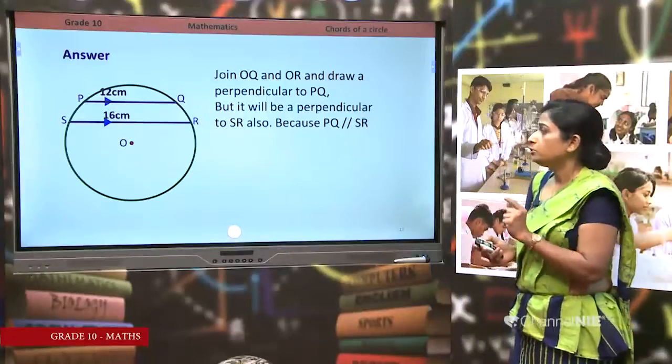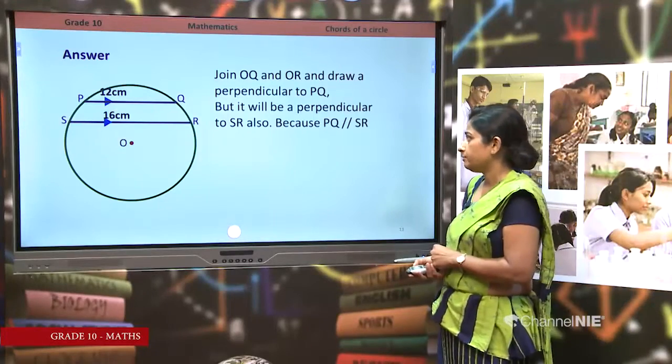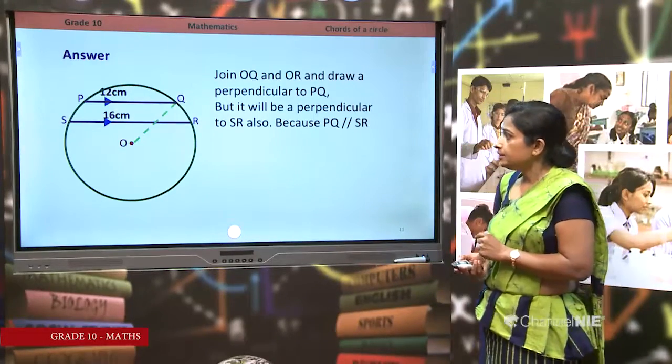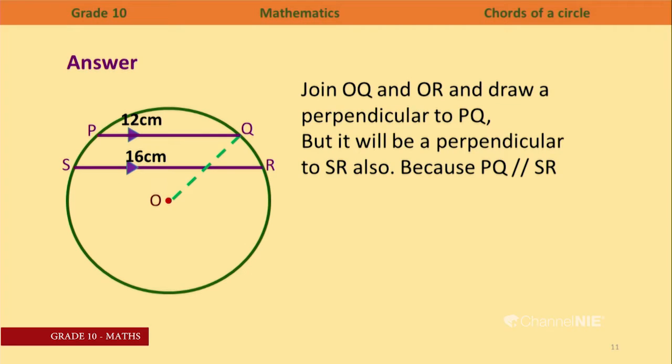So, here we should do that construction. Let's see, here I am joining OQ and OR. They are the radii here. OQ is also representing the radius of this circle. OR is also representing the radius of this circle. And I am going to do my construction here.